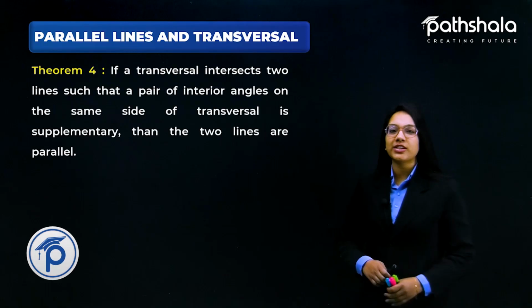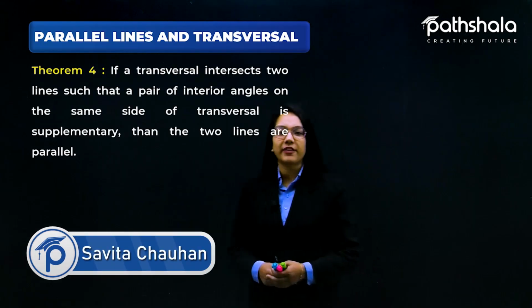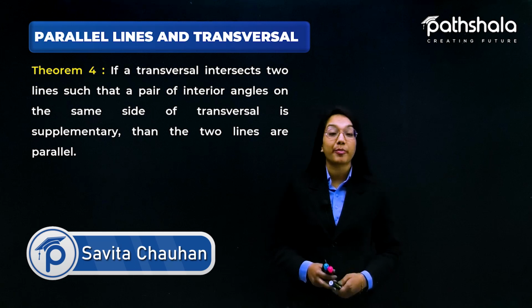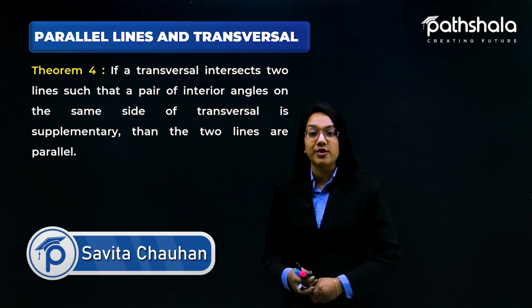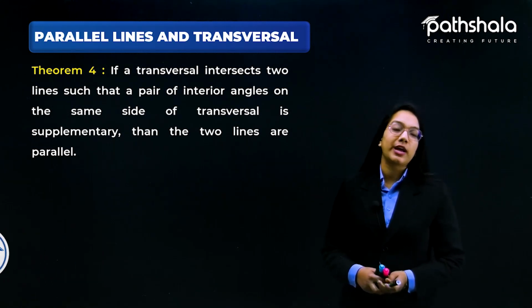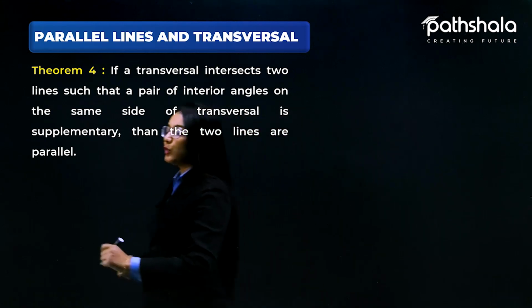Now let's see the next theorem, theorem number 4, which says that if a transversal intersects two lines such that a pair of interior angles on the same side of the transversal is supplementary, then the two lines are parallel. So basically we have to prove that the two lines are parallel.